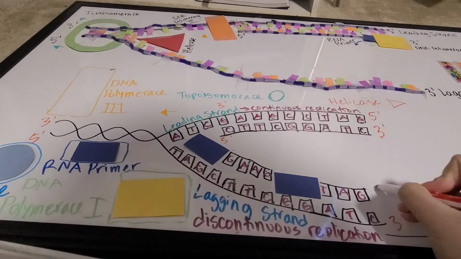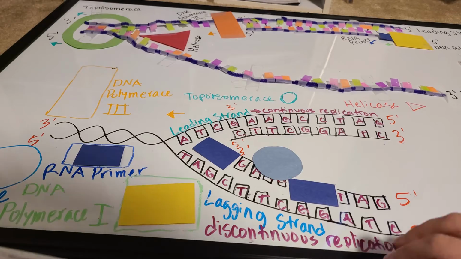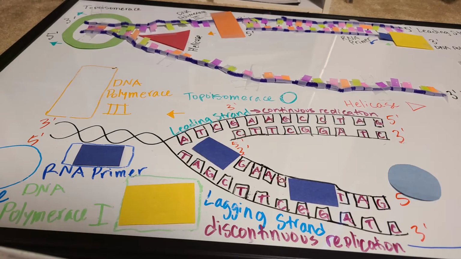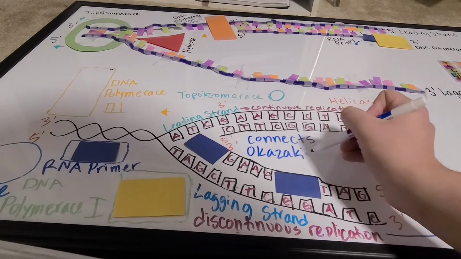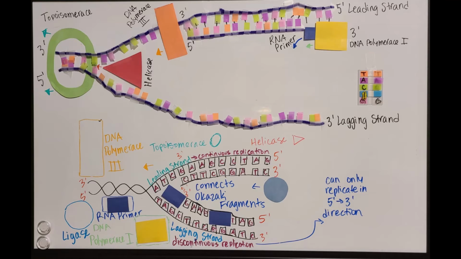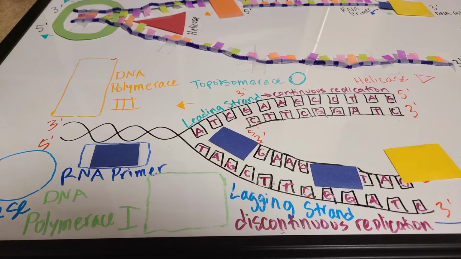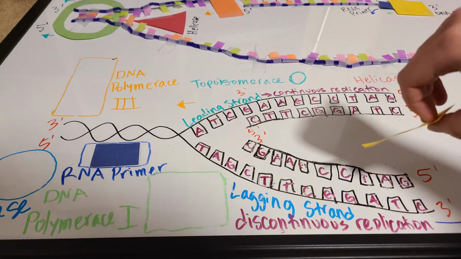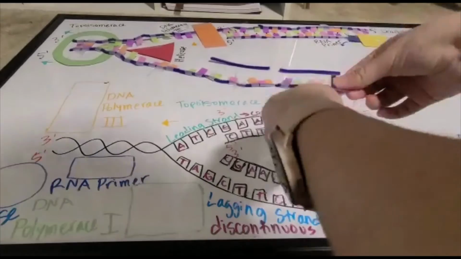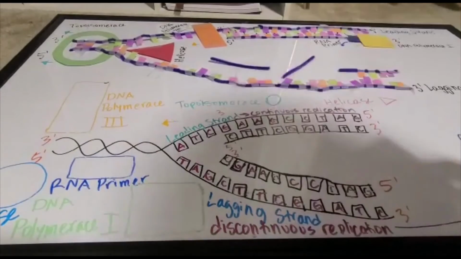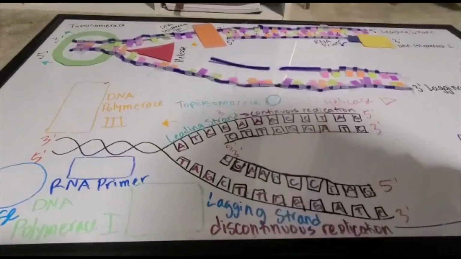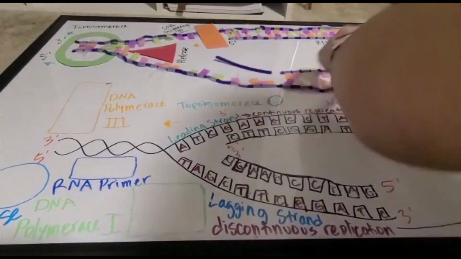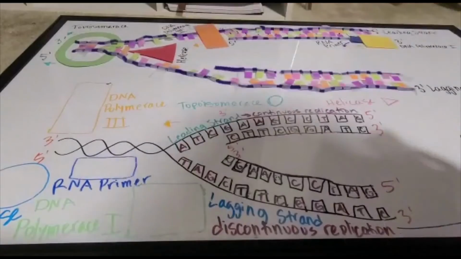The lagging strand uses ligase to connect each of the Okazaki fragments. Then DNA polymerase I does the same thing and removes the RNA primers. The energy to make a new DNA strand does have to come from somewhere, though. It comes from cutting high-energy phosphate bonds in the DNA. So that energy is released to create a new strand.